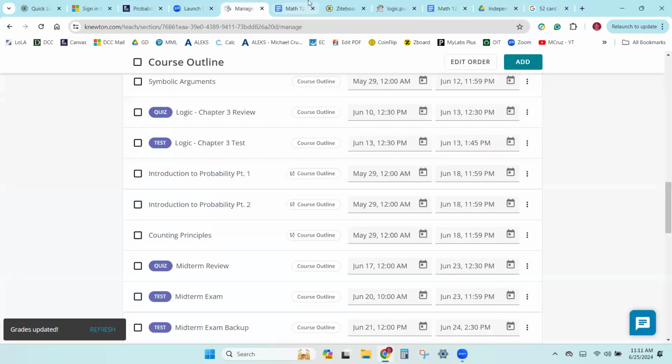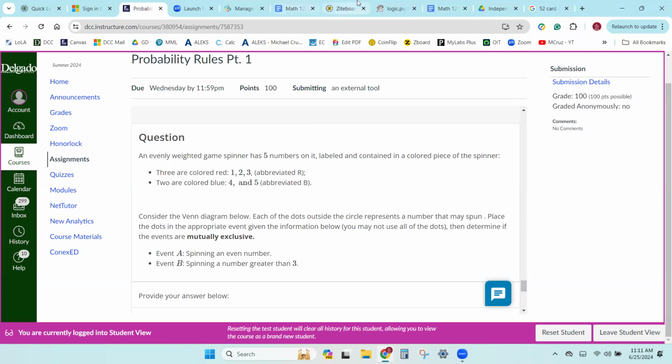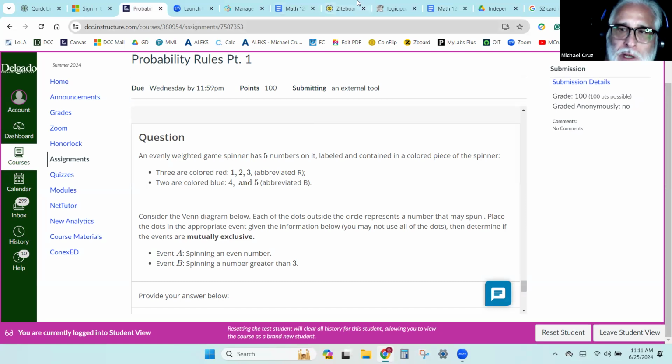All right, where am I at? Oh, here we are. All right. So we got a spinner with 5 numbers on it. It doesn't really matter what it is. It's a game of chance. So it's going to be the same whether it's a die or a spinner or what. It's just the number of outcomes is going to be different.